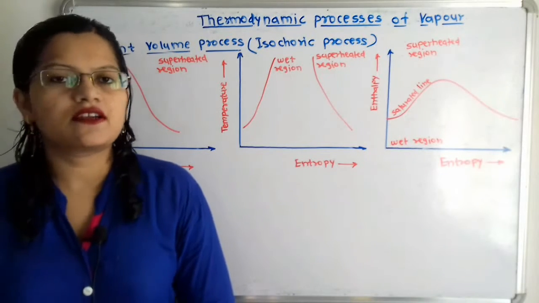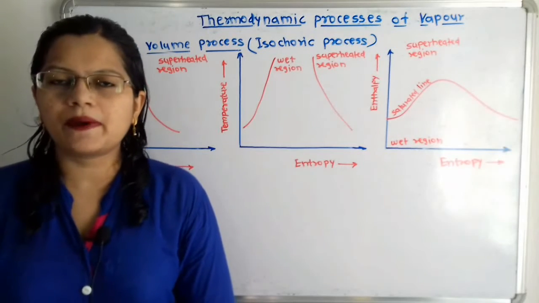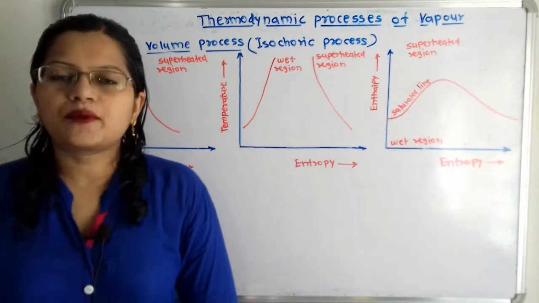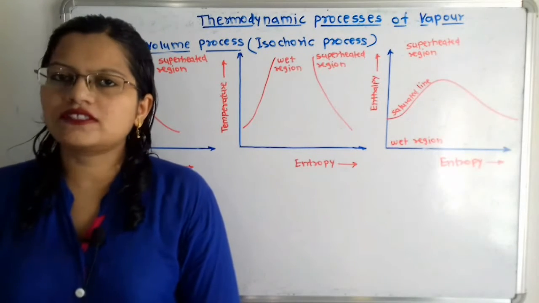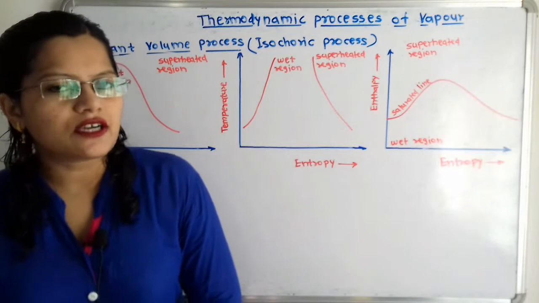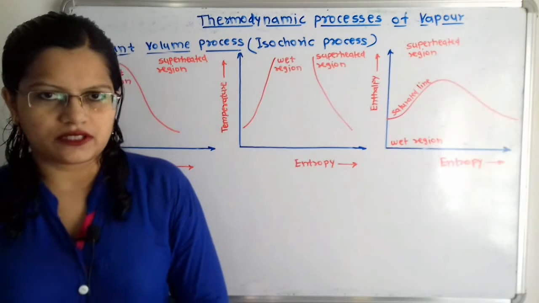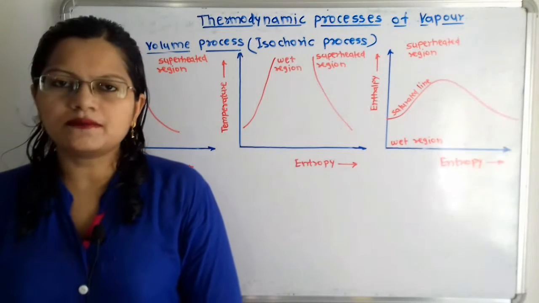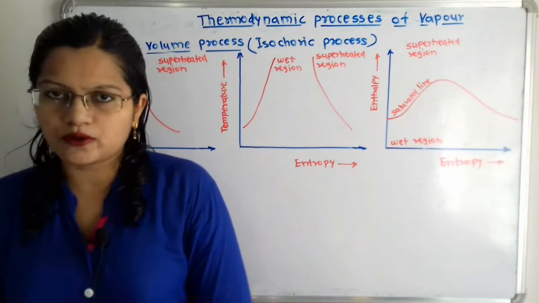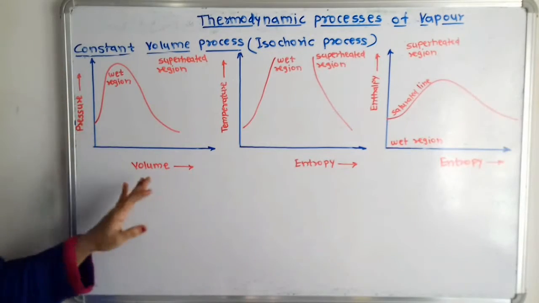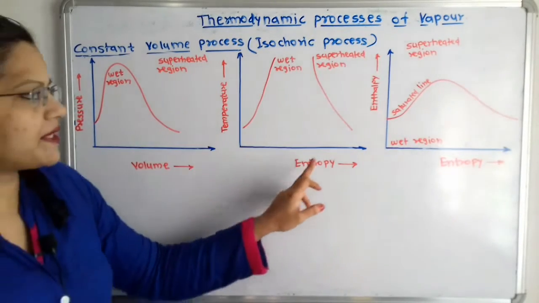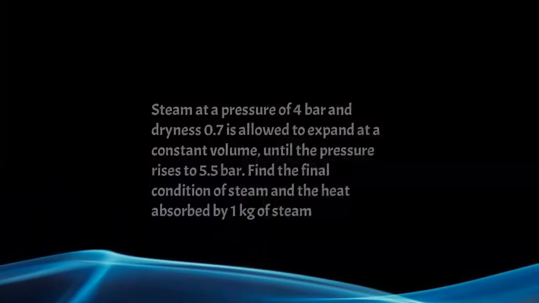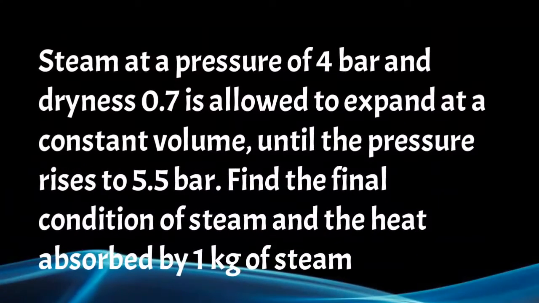When any heating or cooling process is taking place in a closed vessel such as pressure cooker, then that process is known as the constant volume process, and it is also known as isochoric process. In this video, we are going to solve two problems for the constant volume process with the help of pressure volume diagram, temperature entropy diagram and enthalpy entropy diagram. Now I will read first problem.